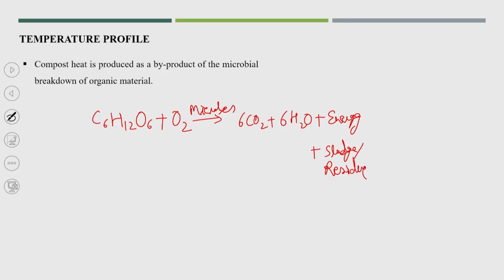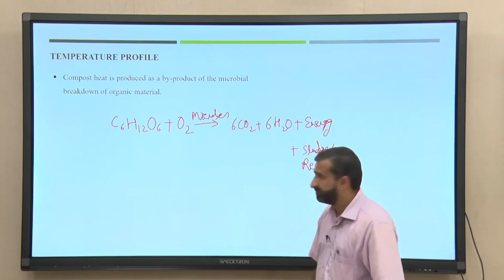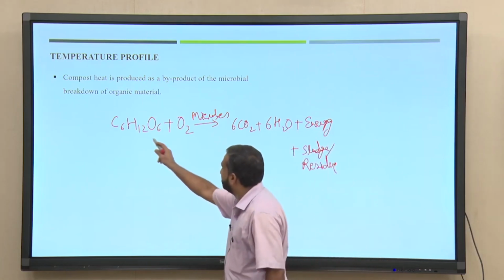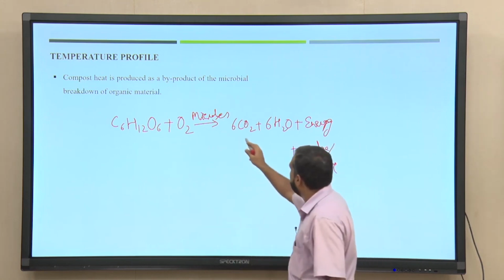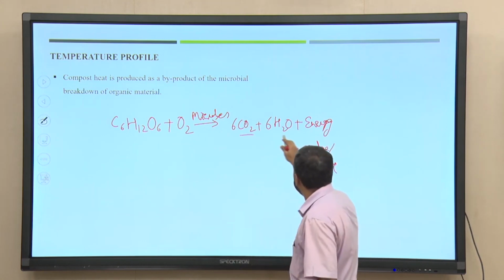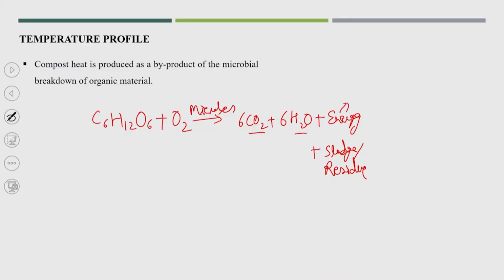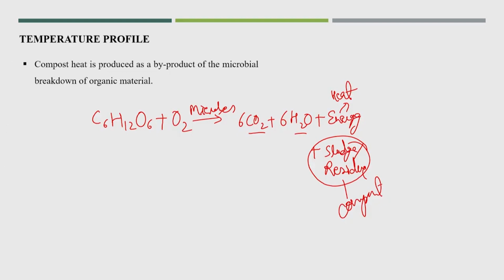Now, this is the simple degradation of glucose. So, this is glucose. Once it reacts with oxygen with the microbes, it will produce carbon dioxide and H2O. This energy we can measure by heat, and this residue is our compost finally. Okay, so a similar kind of reaction is possible in the composting process.